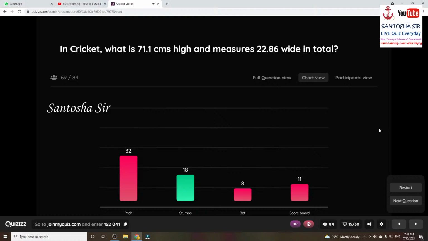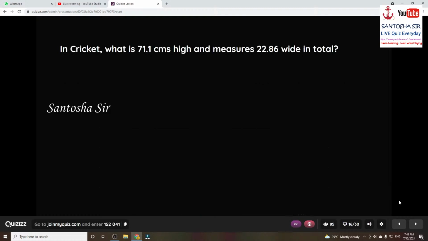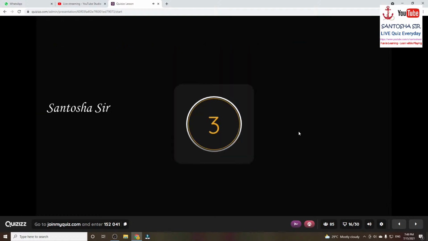I think it is also given high. And how the pitch will be high, I'm not sure. But 32 members selected pitch.